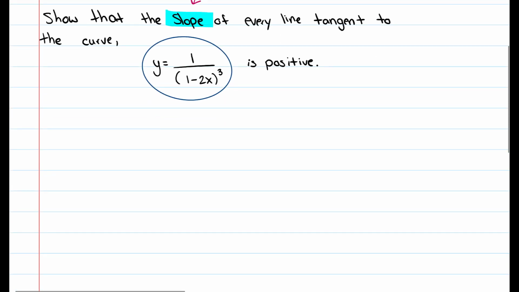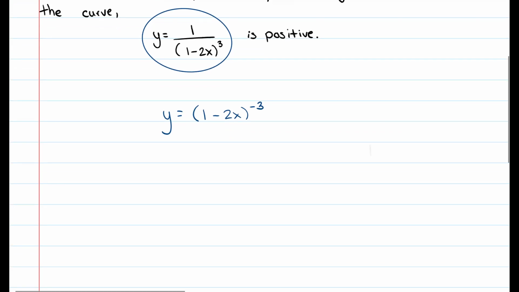And so I'm going to get my equation is y is equal to, now right away I'm going to go ahead and write the denominator as 1 minus 2x to the negative 3 power. It's going to make taking the derivative much easier than dealing with it in the fraction form.